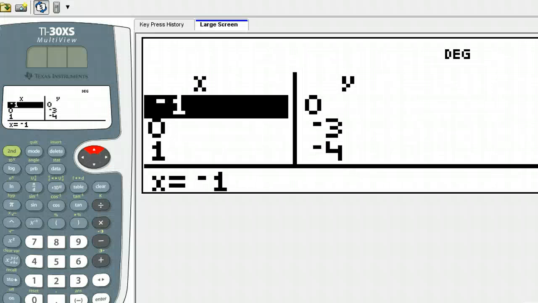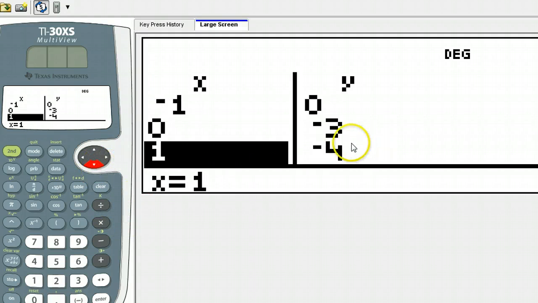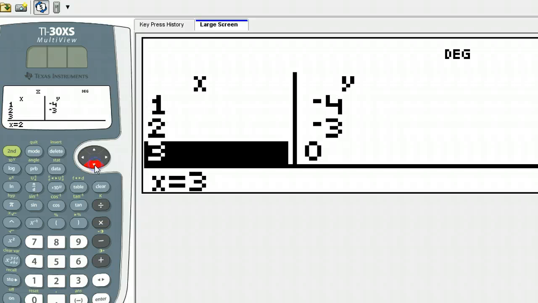So, but let's verify by scrolling down from here. Okay, so if I scroll down one more, I expect to see -3 and then 0. So there's my -3 and there's my 0. So it's sort of self-checking.